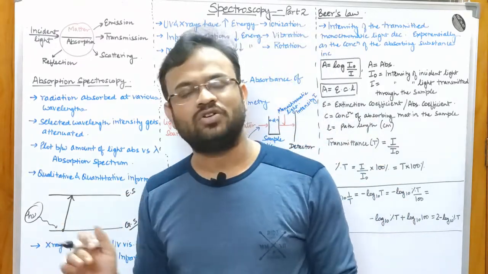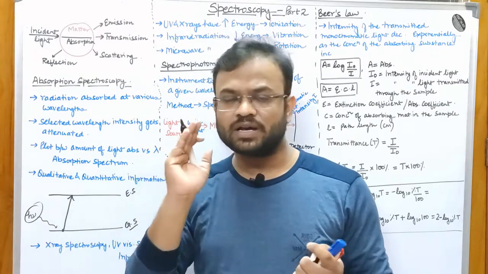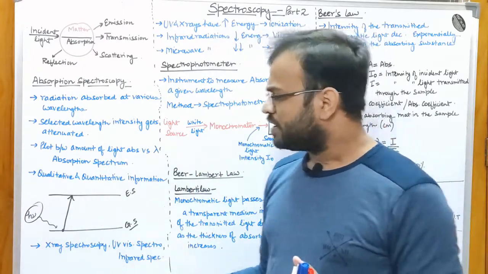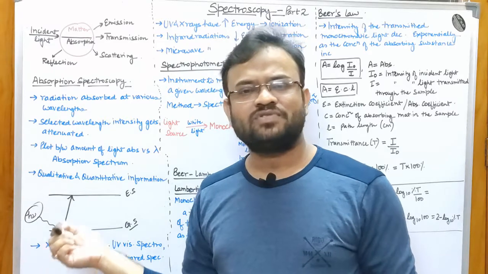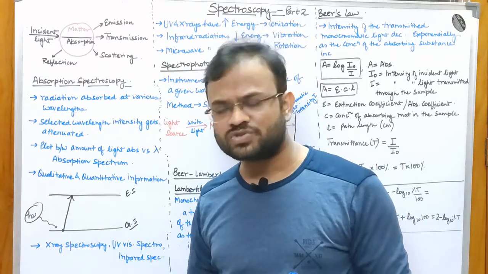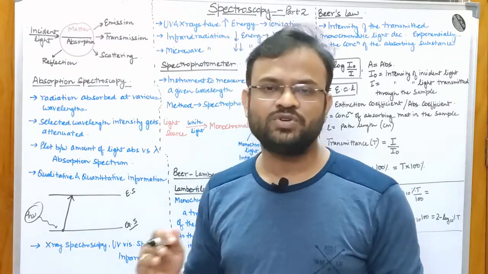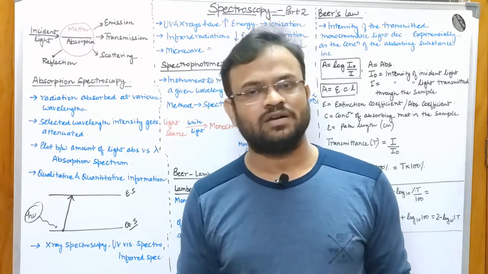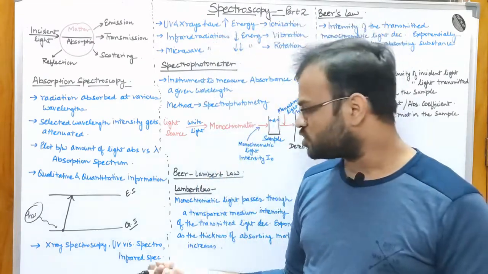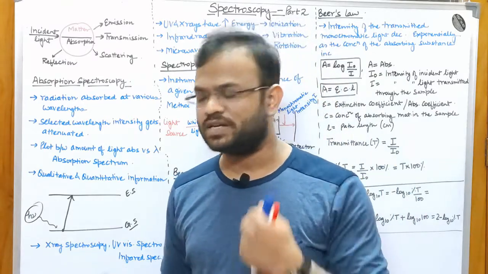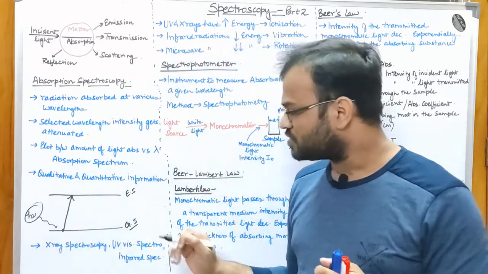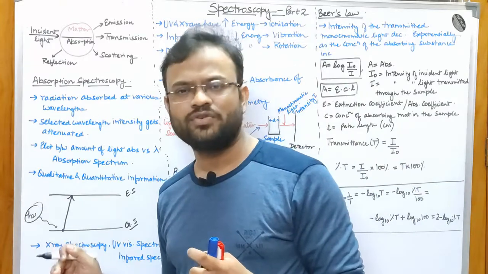So that is why I am saying that not all wavelengths are absorbed, only a given wavelength is absorbed by a given entity. So this was the concept. Now, what all different types of radiations, electromagnetic radiations, can be used? You can use X-ray. If you are using X-ray, then the spectroscopy is called X-ray spectroscopy. If you are using UV, it would be called UV visible spectroscopy. If you are using infrared, it is called infrared spectroscopy. So these are the different types of spectroscopies that can be made use of.